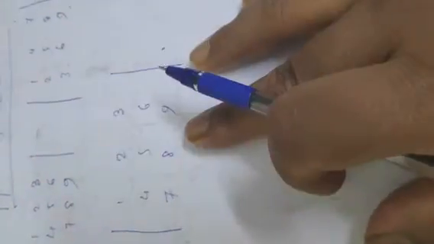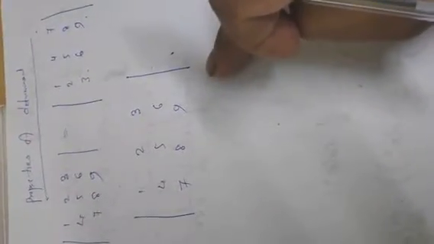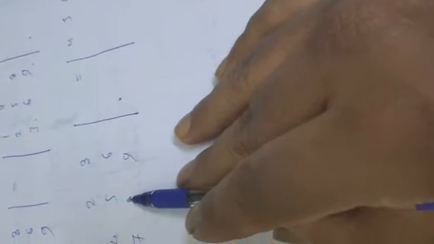Number two. Say 1, 2, 3, 4, 5, 6, 7, 8, 9. If any two rows or any two columns are interchanged, then the value of the determinant changes by sign only. Say I am interchanging first row and second row. So 4, 5, 6, 1, 2, 3, 7, 8, 9.